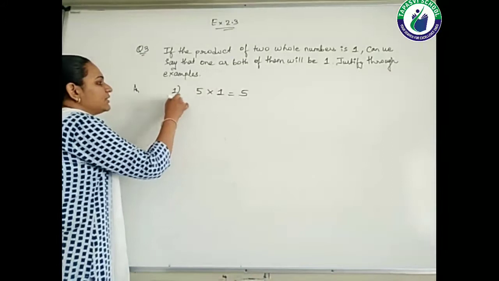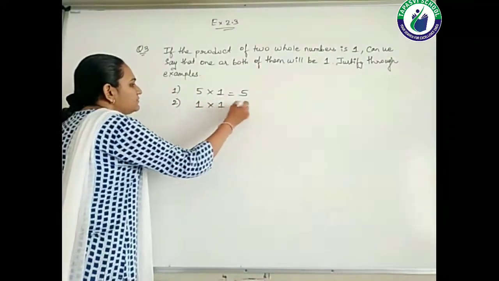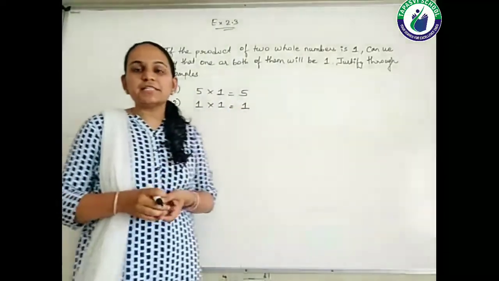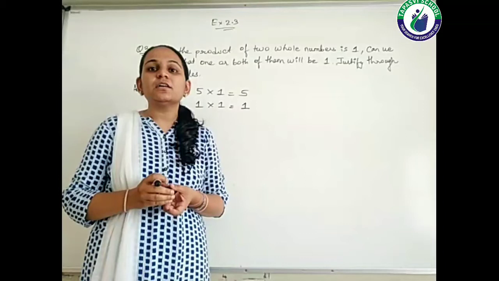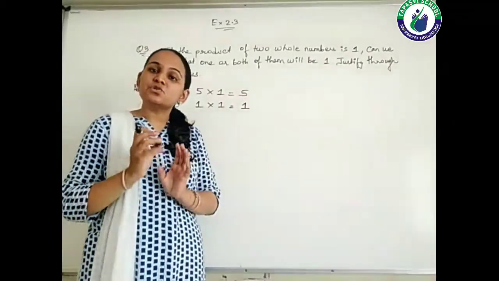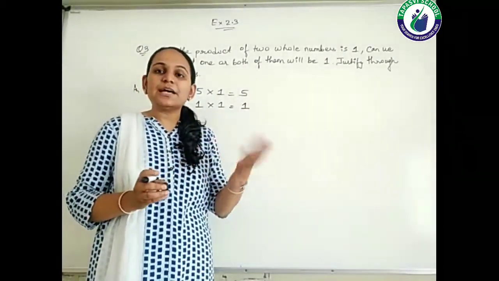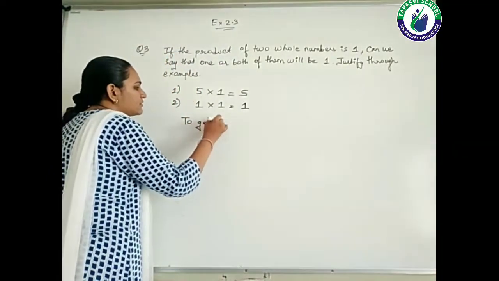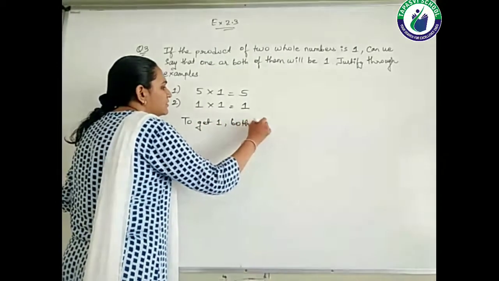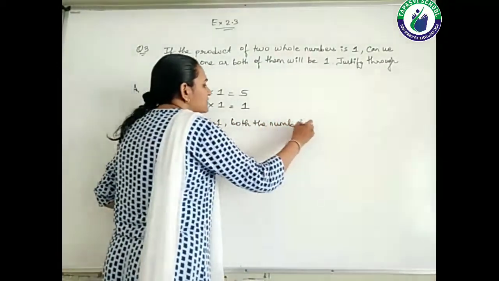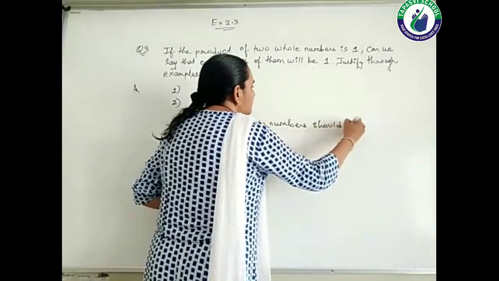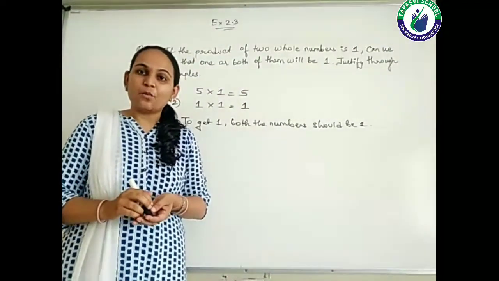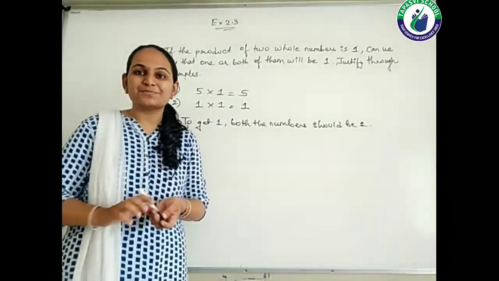Now if I choose both the numbers as 1, so 1 ones are 1. So in which particular case are we getting the answer as 1 students? In the case of the second, that means both the numbers should be 1, then and only then is it possible to get the answer as 1. So here we will write, to get 1, both the numbers should be 1. I hope students you understood this much.